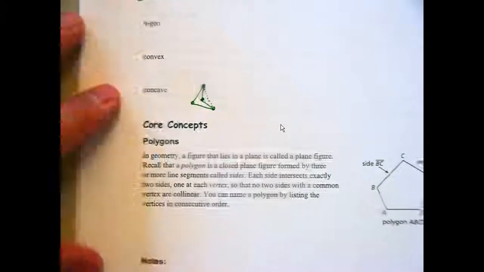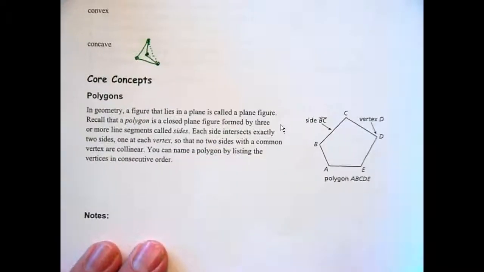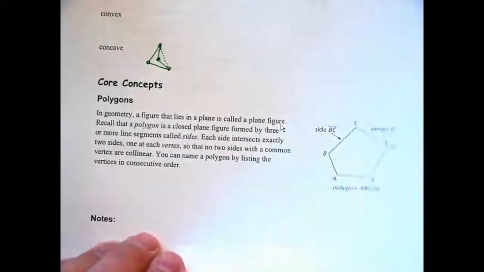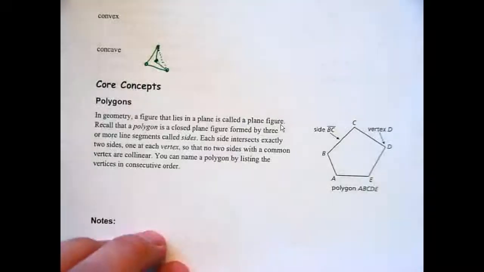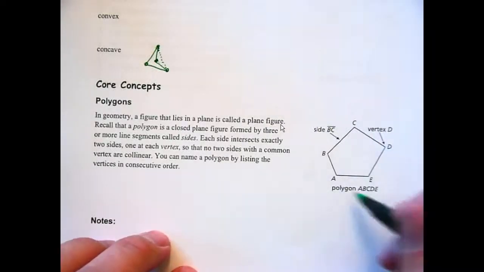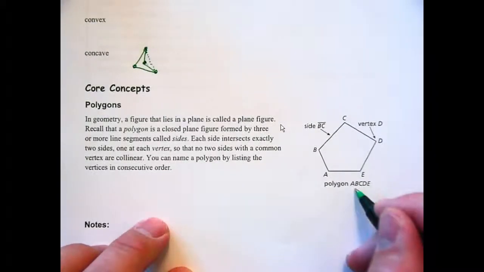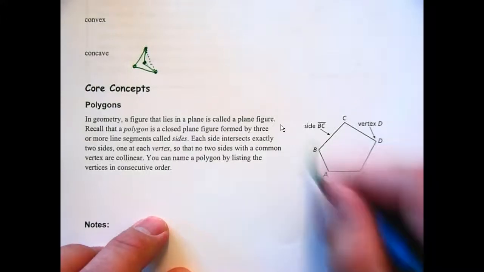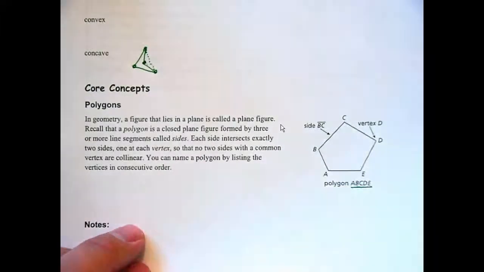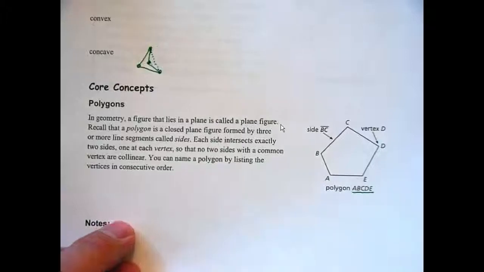Okay. All right. So there's some notes here. Core concepts, remember that's your Common Core stuff, but it talks about the side, the vertice. This is polygon A, B, C, D, E. Notice we just keep lining up the letters depending upon how many sides there are. Okay. Any questions there?